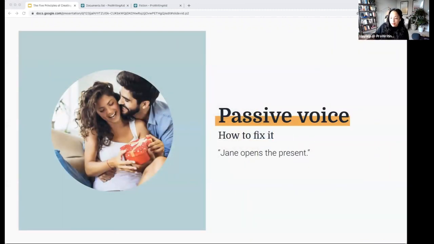So if you have identified an example of passive voice, the way to fix it is to put the subject back at the beginning of the sentence. If you remember that simple sentence we had before, "The present was opened by Jane," I can simply fix that sentence by saying "Jane opens the present." In this instance, the subject is at the beginning of the sentence. Much simpler and clearer. Again, this sentence is a super simple example, but the more complex the sentence, and the more important it is to know your subject, the more difficult it can be.